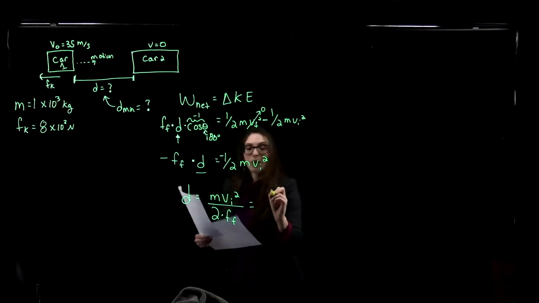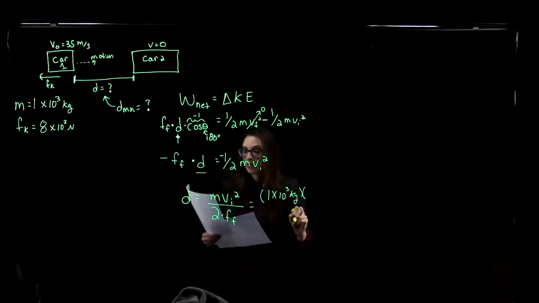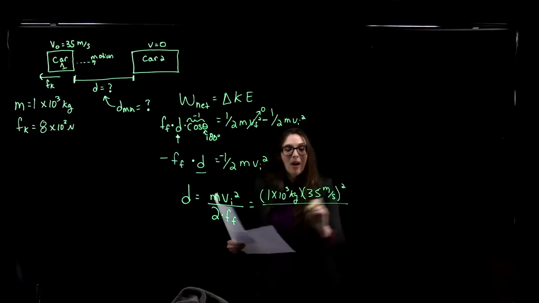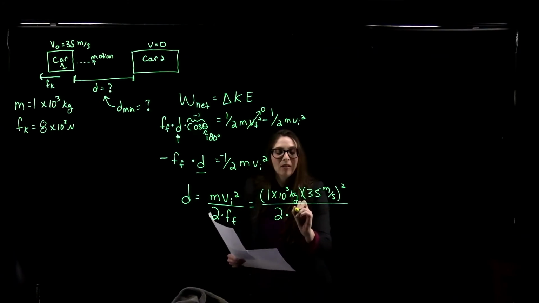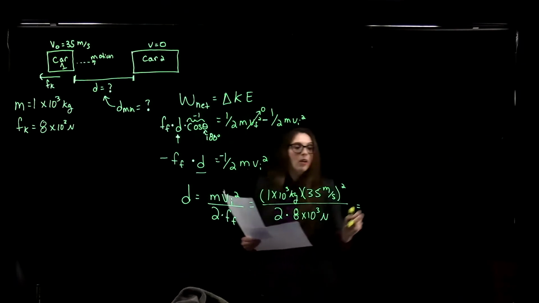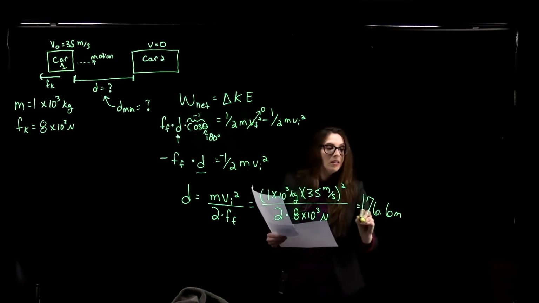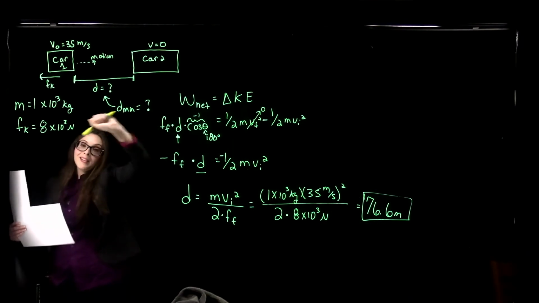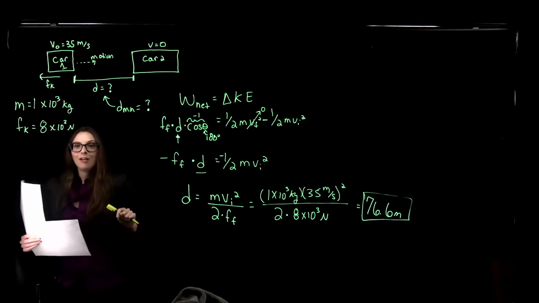And so we plug in our numbers. That's 1 times 10 to the 3 kilograms times our 35 meters per second squared, divided by 2 times our force of friction, which was kindly provided for us, 8 times 10 to the 3 newtons. And that turns out to be 76.6 meters. That is the distance away from the stopped car that we need to apply our brakes in order to avoid hitting and smushing up that car.